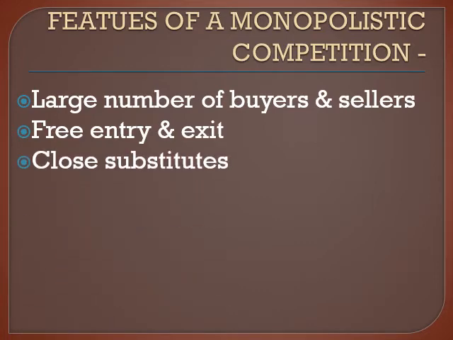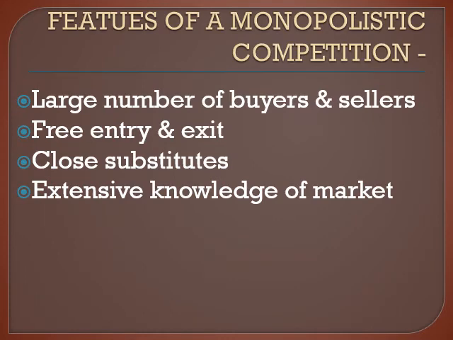Then they have close substitutes. So goods that are sold by the firms are close substitutes for one another. They are not perfect substitutes. They will not be exactly the same, but they will be almost the same product. Each good satisfies the same basic want or need. So because they are close substitutes, they will almost fulfill the same desire or want of yours, the same need that could have been fulfilled by the main product that you were expecting, but a certain other product can also do. Next is extensive knowledge of market.